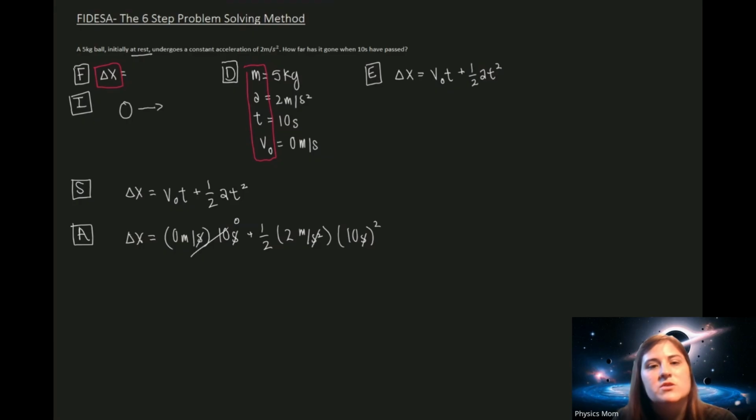10 squared is 100 times 2 divided by 2. That's going to give me 100 meters. And that's the distance that this ball has traveled.